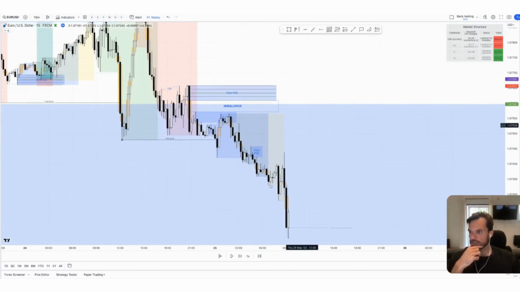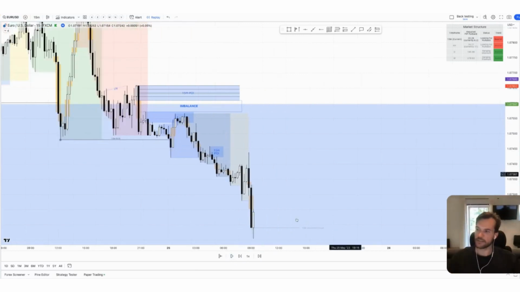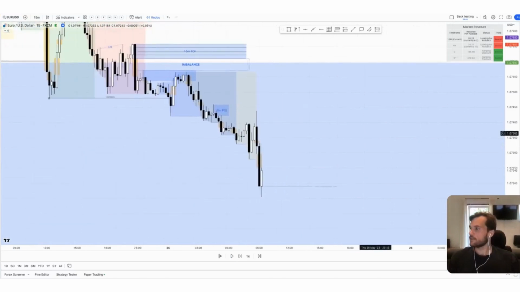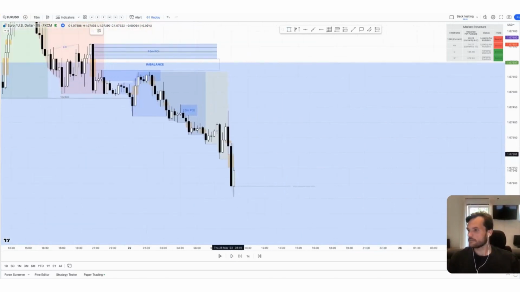But we wouldn't have taken that just because it was a bit more of a guessing game to find which one was actually going to hold. I guess it always is, but we've got our strict rules, and none of these were valid in the sense of all of the rules. So we've now had a huge sweep here with a break. So pretty much we've got a valid one here actually.